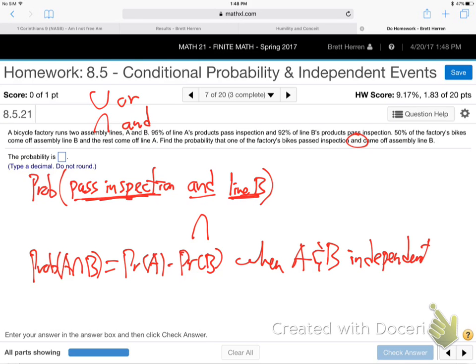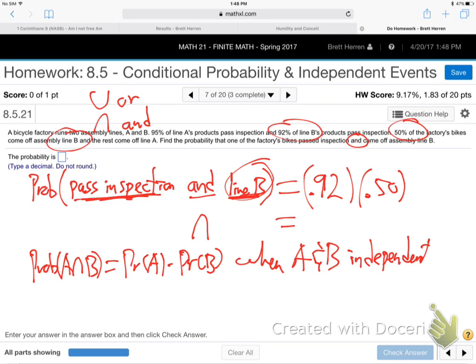First off, what's the probability of passing inspection in line B? 92%. Yeah, 92% of line B's stuff passes inspection. So make it a decimal, 0.92, times, and what's the chance that it comes off line B? 50% come off line B. 0.50. Multiply those together. Is that 0.46? And we got it.